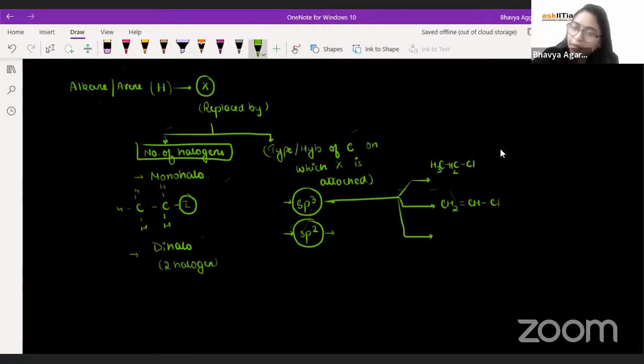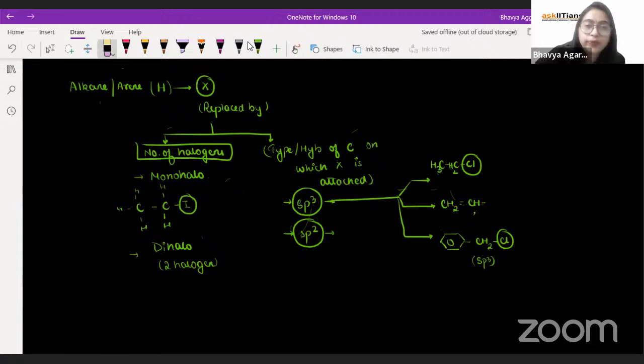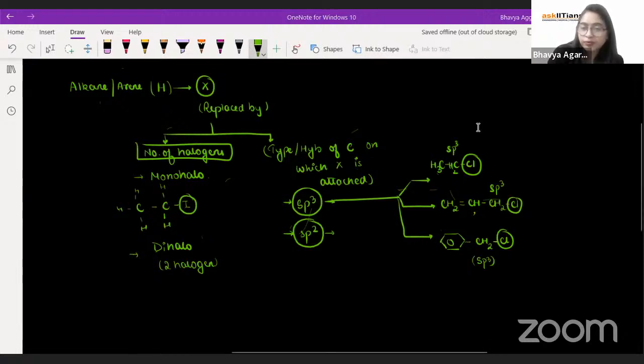And third case could be benzyl compounds. Because I have to make sure that my halogen must be attached to the sp3 hybridized carbon. The second one is this. This is also sp3. This is also sp3. Make sense? This part? It's a basic part of your NCERT.